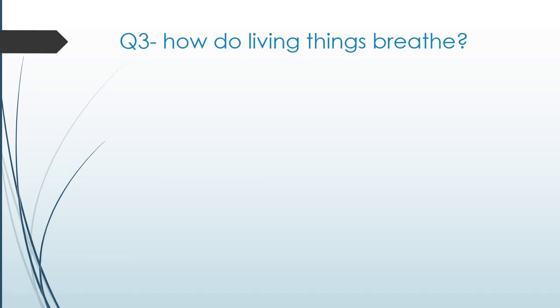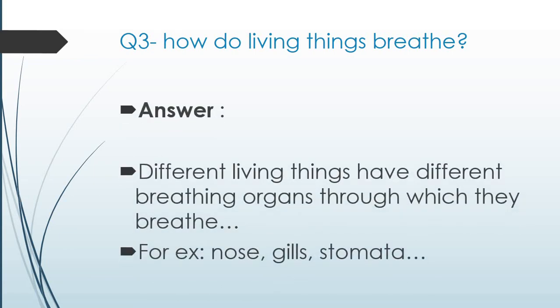Question 3. How do living things breathe? This is the last question, students. Please write the answer. Different living things have different breathing organs through which they breathe. For example, nose, gills, stomata. I hope you are writing the answers. In examples I have written nose. Many animals as well as human beings have a nose. Gills are the organs of fish. Stomata, organ of plant. So I have taken one example each from human beings, animals and plants respectively.